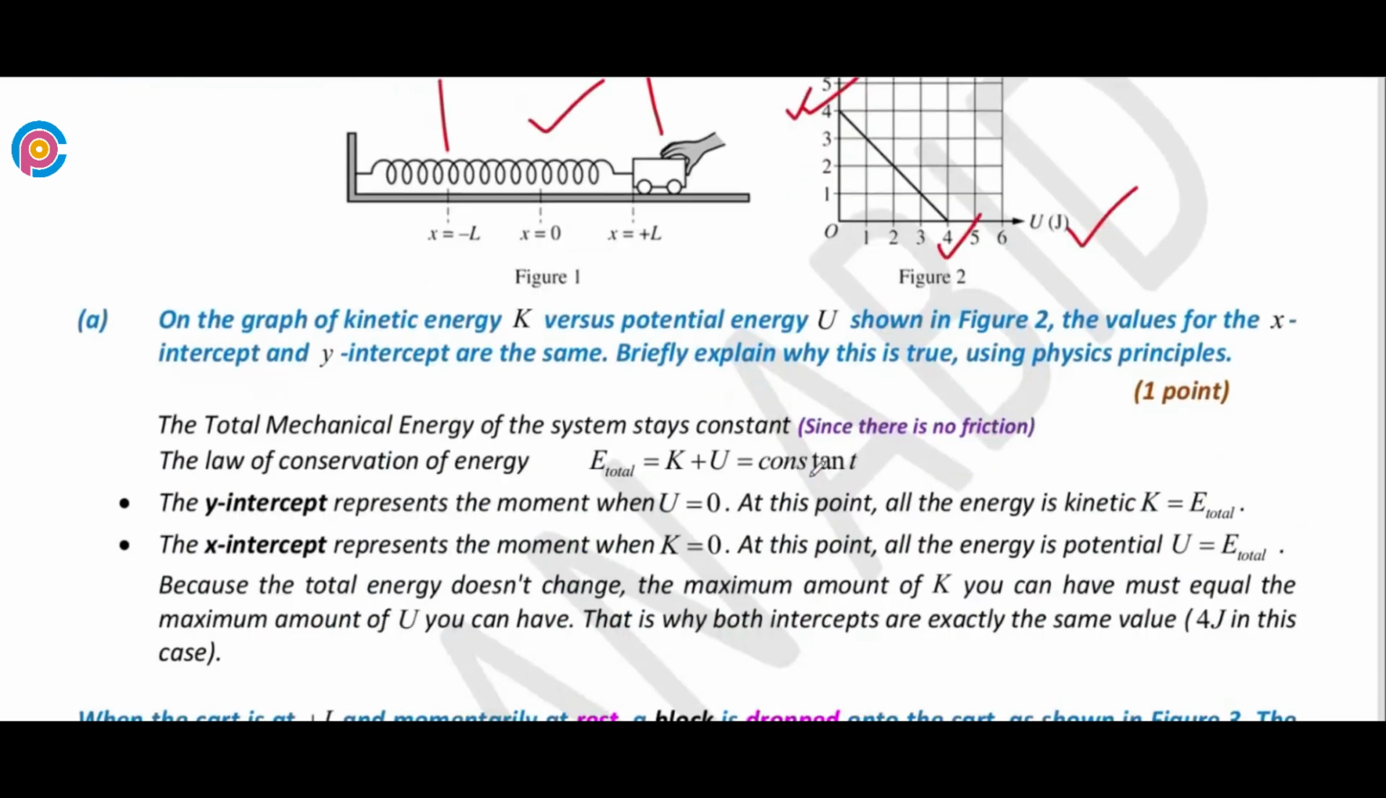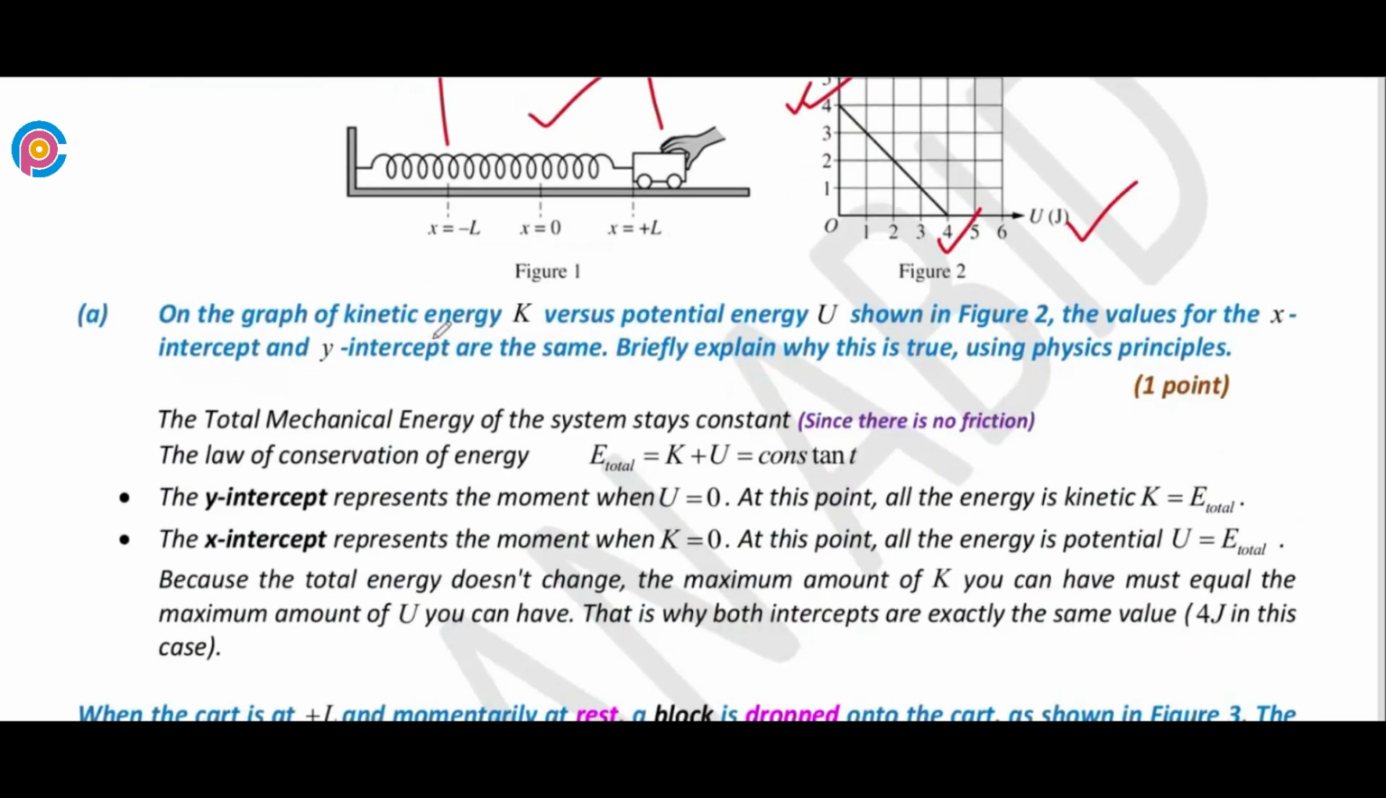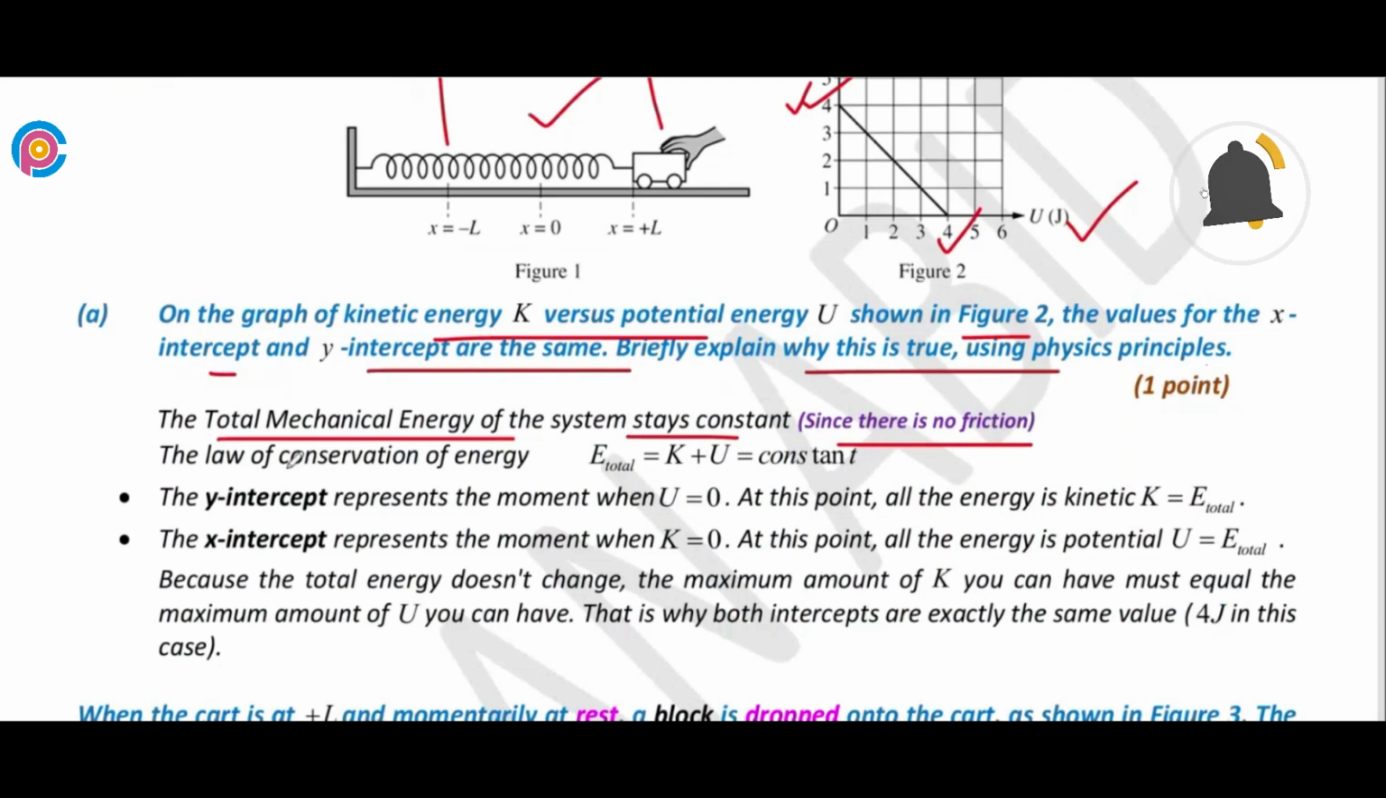So the question is, on the graph of kinetic energy versus potential energy shown in figure 2, the values of the x-intercept and y-intercept are the same. Explain why this is true using a principle. So we come to know the total mechanical energy of the system remains constant since we have considered there is no friction. The law of conservation of energy states that total energy, kinetic plus potential, remains constant.